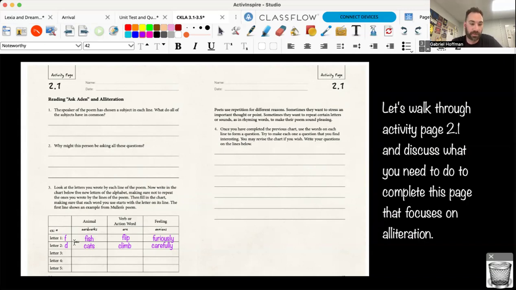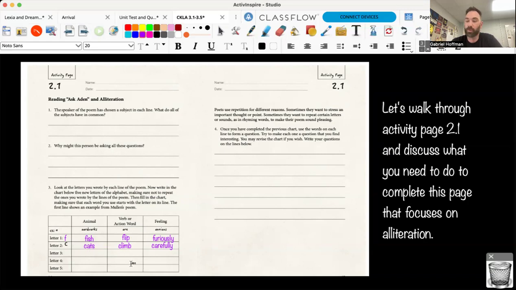The first example I did, I used the letter F and I said "fish flip furiously." And then the second one I did, I used the letter, it should be the letter C. Let me correct this on my chart. C, and it's "cats climb carefully." So that's all letter C words. So you can use those two. If you want to use your own, you can make your own. That's totally up to you.